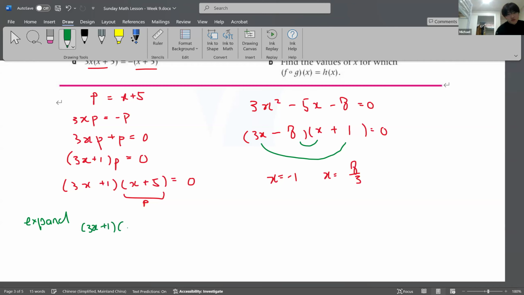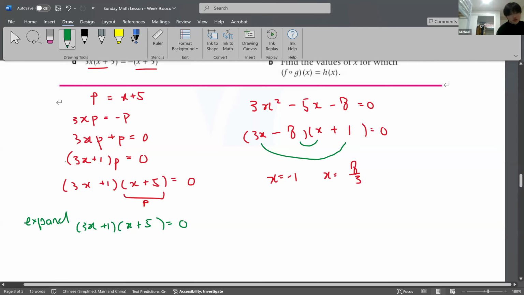Okay, Hannah. Don't expand x plus 5. Just expand 3x plus 1. Okay? Do you get what I mean? So treat x plus 5 as a whole thing. Just expand the first bracket, not the second one. Okay? So pretty much I'm asking you to expand this.